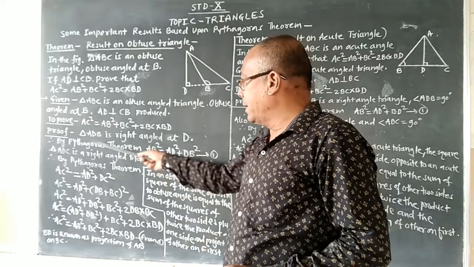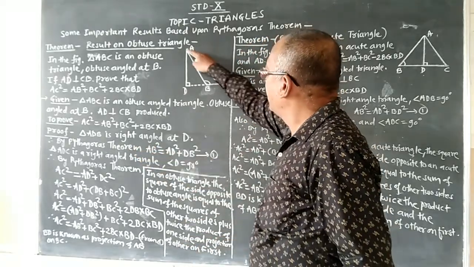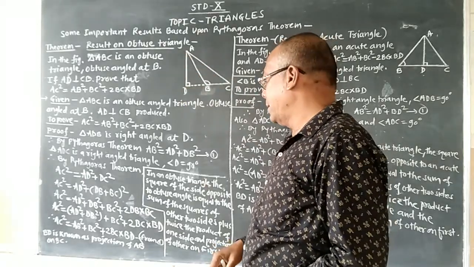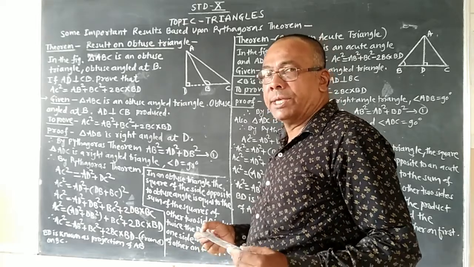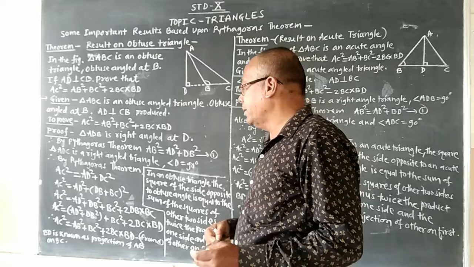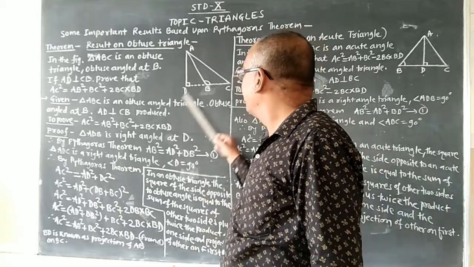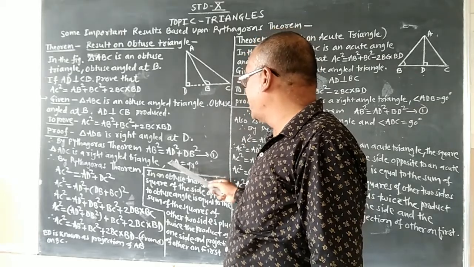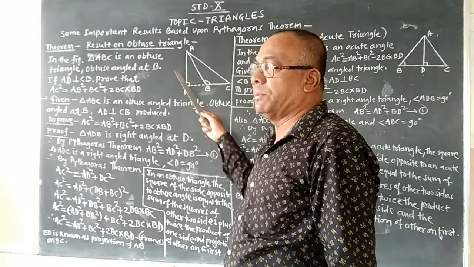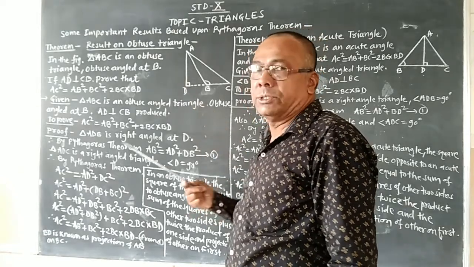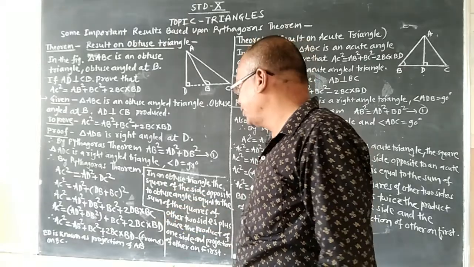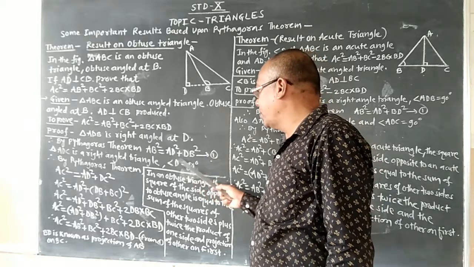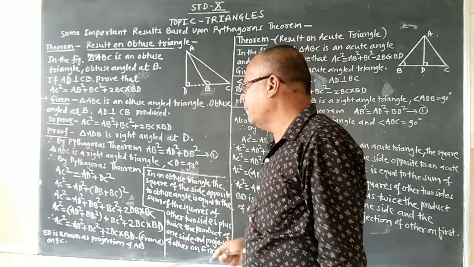Proof: triangle ADB. This is a right angle triangle, and if it is a right angle triangle, then we can apply Pythagoras theorem. Therefore by Pythagoras theorem we can write AB square, means hypotenuse square, is equal to AD square plus DB square, or side 1 square plus side 2 square, or sum of the squares of the two legs. Here, AB square is equal to AD square plus DB square is equation number 1.